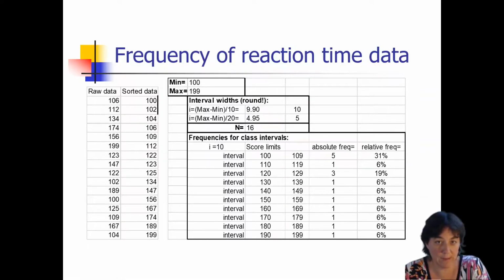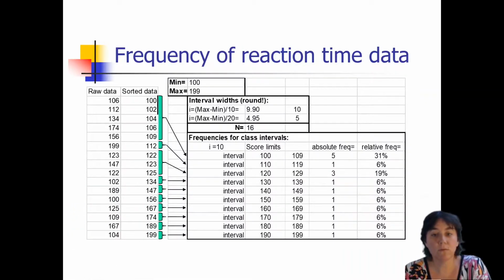Frequency of reaction time data is listed here. I have the raw data, which I sorted, okay. I determined the class intervals a priori. And now simply I'm going to count how many actual values, raw values sorted, will fit into the first interval from 100 to 109. And I can see that there are 5 of these values. How about the next one? Only one value, 112, fits within 110 and 119, etc., etc., etc.